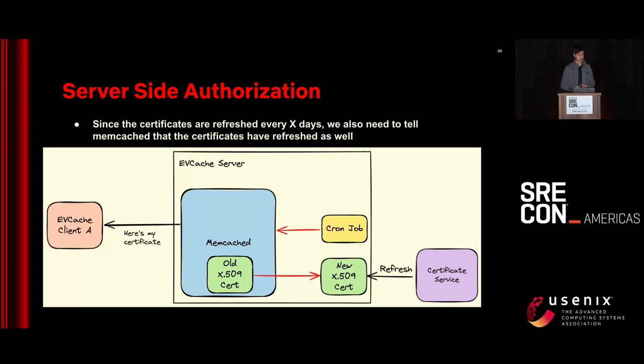And once in a while, the server certificate has to be refreshed. It has to be rotated out. So in that case, memcached still has an outdated server certificate, and we would have a cron job that runs every once in a while to make sure that memcached updates its internal server certificate. That way, when memcached talks to a client, the client will receive an updated server certificate, and then it will be able to trust the server.